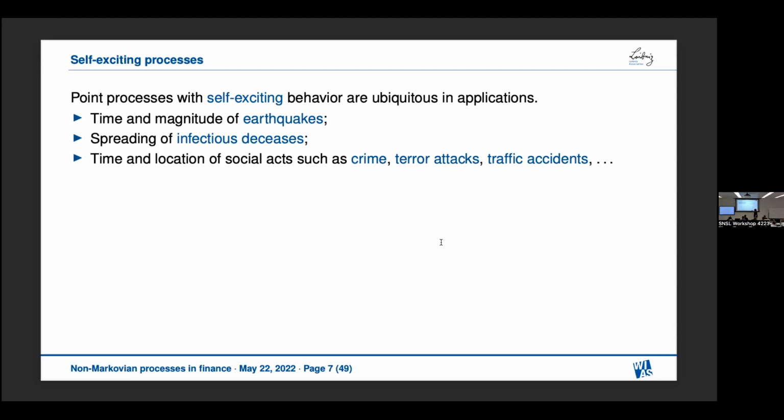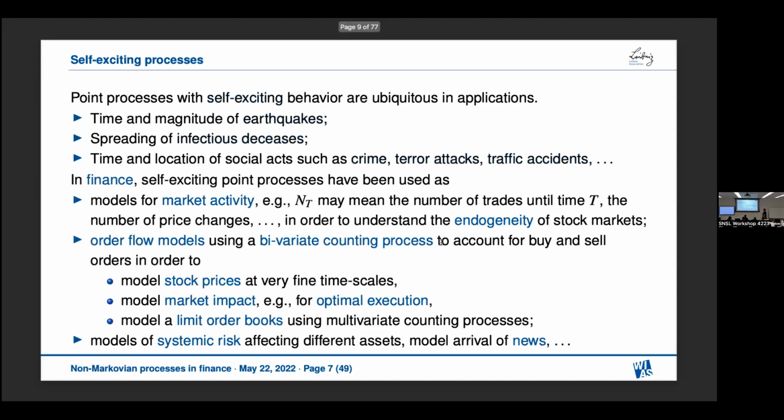The same is true, for instance, if you think about infectious diseases. Maybe we don't want to talk about this anymore, but again, you have an infection that increases the likelihood of people around you to also get infected. But there are many social phenomena which are seen to have this structure. For instance, crime, terror attacks, traffic accidents, all of them seem to have this structure. And of course, you can easily think of reasons why this might be the case. And in particular in finance, there is a lot of self-excitation to be observed.